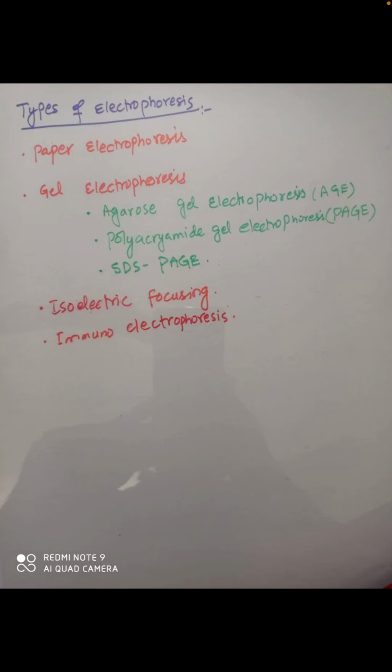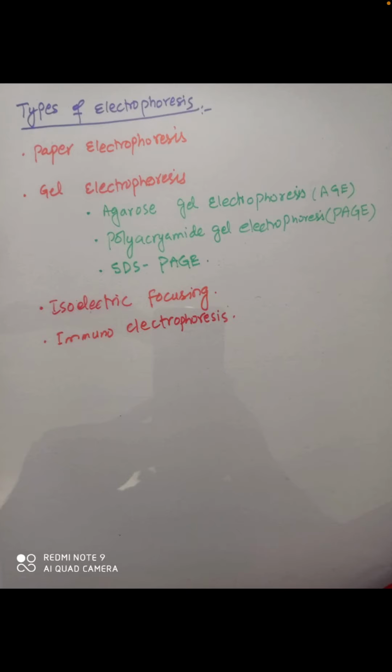Then another type is immunoelectrophoresis, in which different immunological markers are used. Immunological markers include antigen and antibody interactions. So whenever these antibody and antigen interactions take place, then we can precipitate those immunological substances out of the solution using the technique known as immunoelectrophoresis.